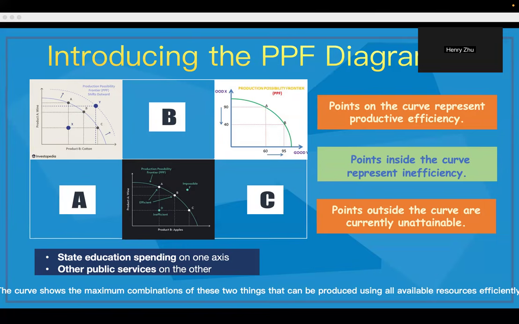And then there's points inside the curve. These represent inefficiency. Resources are being underutilized. This could be due to unemployment, misallocation of resources, and maybe lack of productivity. At these points, the economy can increase production without any opportunity cost, simply by using resources more efficiently. And lastly, there's points outside the curve. These are currently unattainable. They represent combinations that the economy cannot achieve with its current resources and technology.